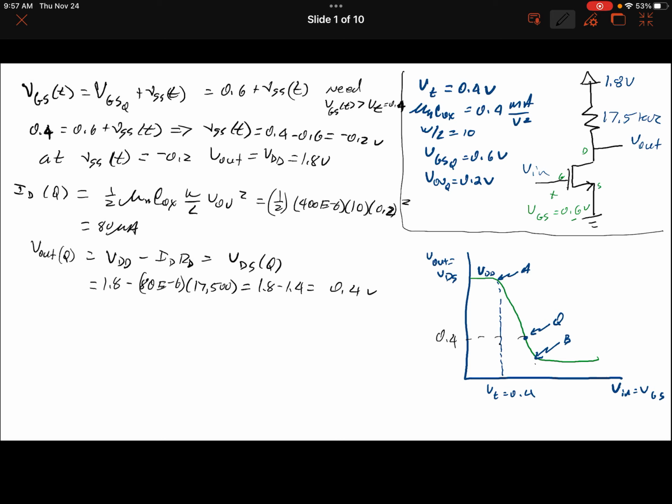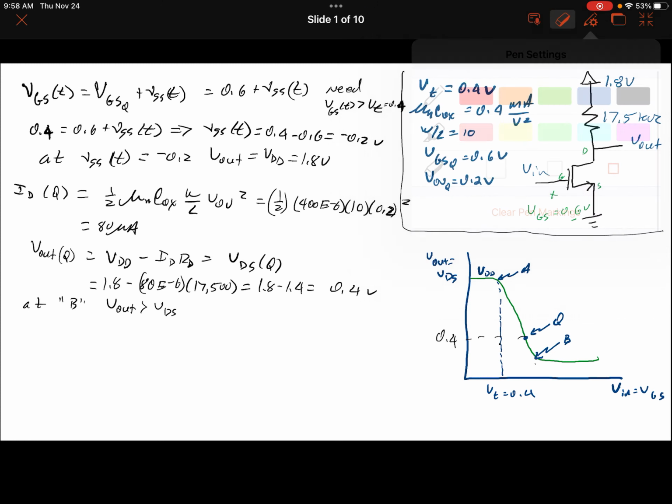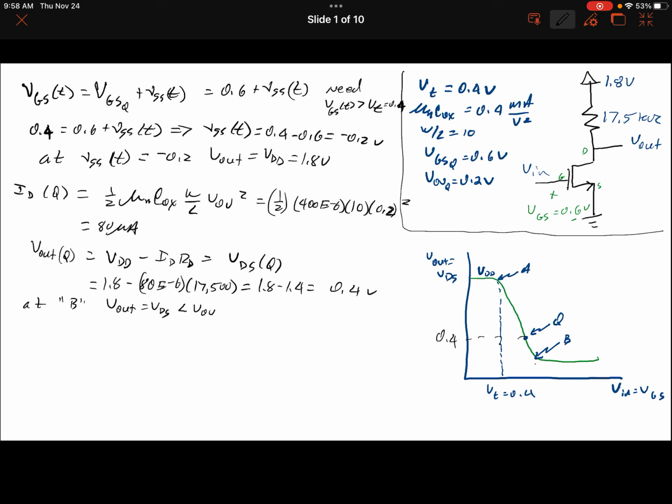So what about at the edge of triode, because that would further limit our swing? What do we have for the operating conditions at point B? That's a place where we need to keep Vout greater than V overdrive. If Vout, which equals VDS, becomes less than, well, it's the place where it becomes equal to V overdrive, but if VDS is less than V overdrive, then triode. But that value is not 0.2.